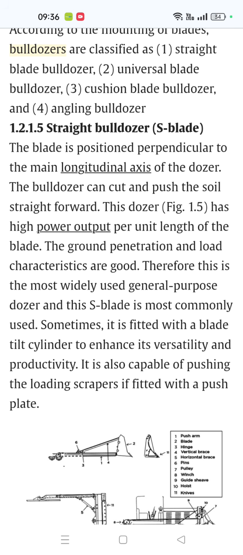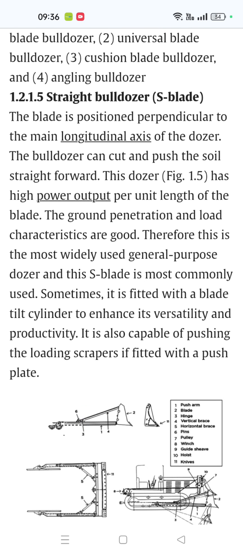1.2.1.5 Straight blade bulldozer. The blade is positioned perpendicular to the main longitudinal axis of the dozer. The bulldozer can cut and push the soil straight forward. This dozer has high power output per unit length of the blade.